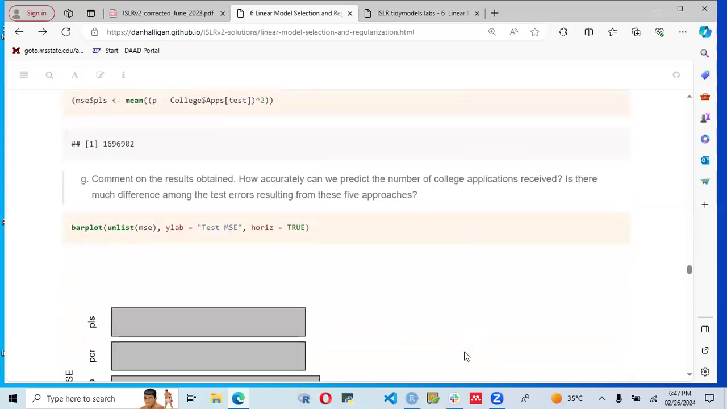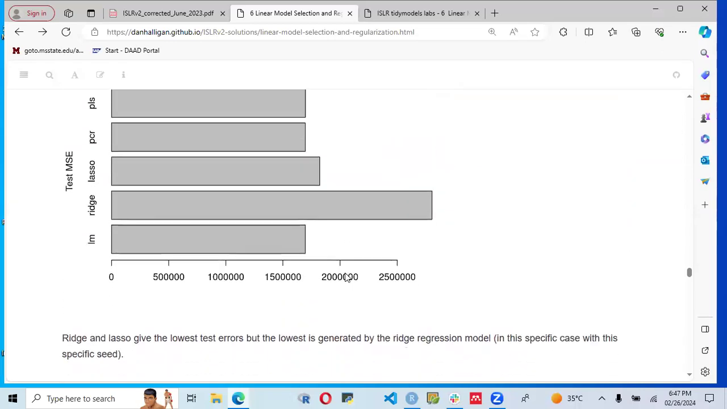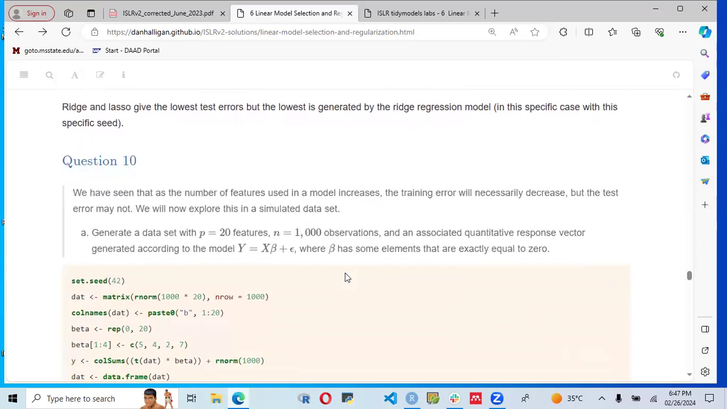Okay, so here they make use of these bar plots. We have to unlist the mean square error, then the y label is test mean square error, with horizontal set to true. So we put the bar plots, or we set it up horizontally. Here we can see that the ridge and lasso give the lowest test errors, or the lowest is generated by the ridge regression model, in this specific case, with a specific seed.